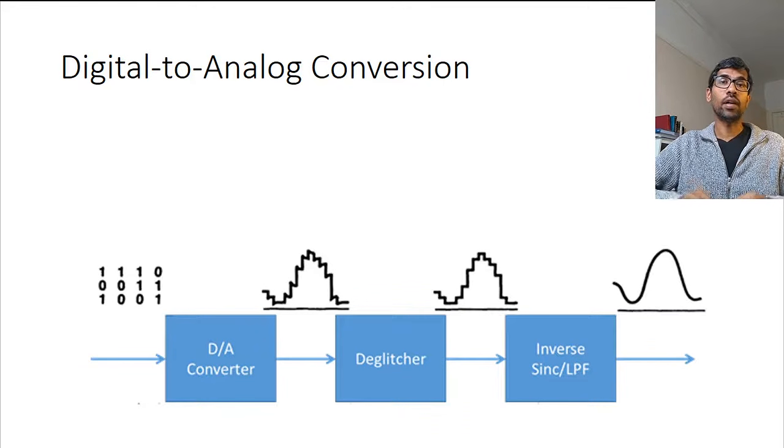So, a digital to analog conversion takes a digital number, as I've shown you on the screen, and converts it into an analog signal. Okay, so what does this process involve?